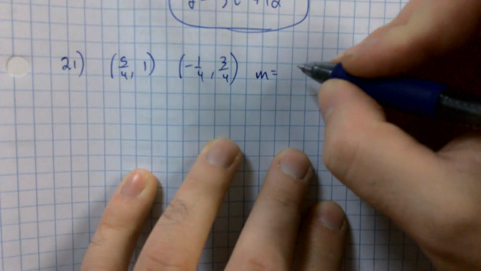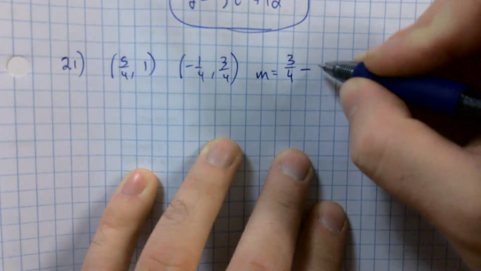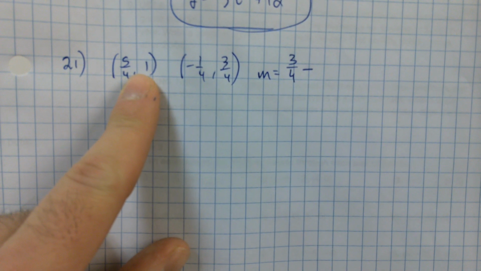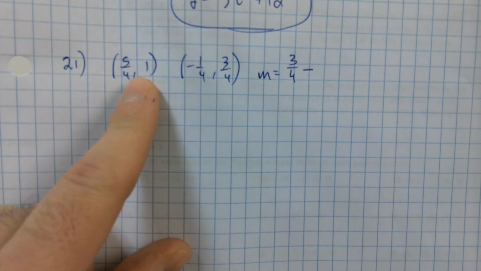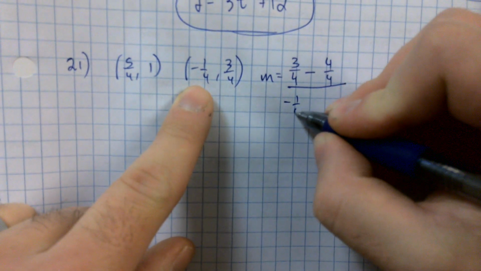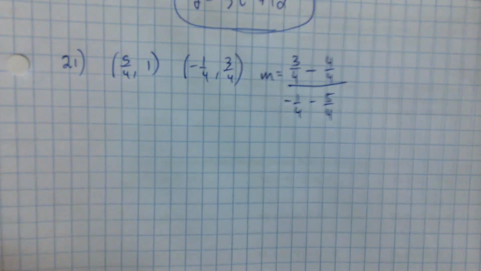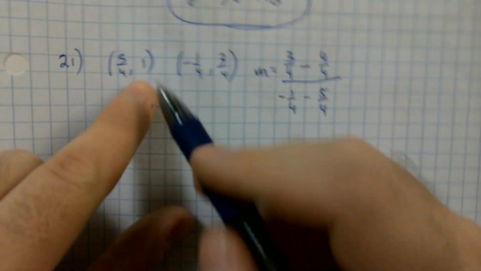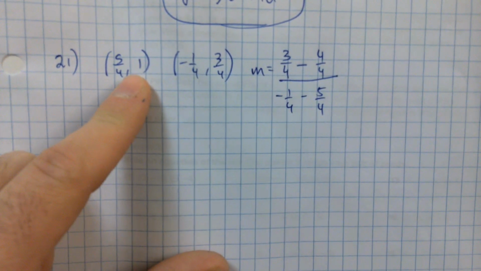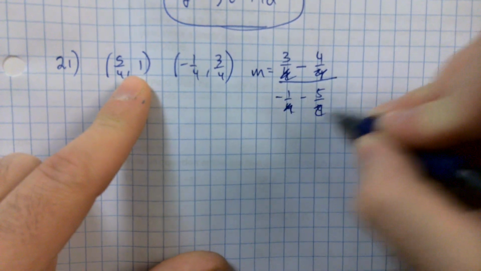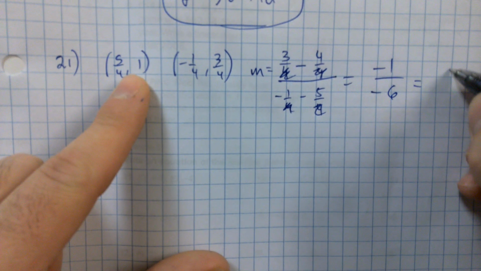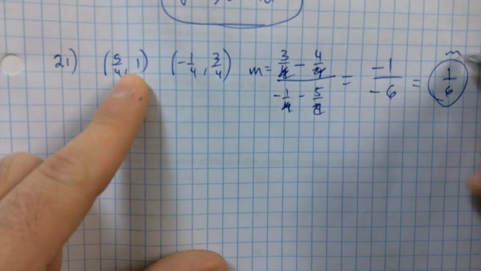m is equal to y2 minus y1 over x2 minus x1. How can I write 1 as a fraction over 4? 1 over 1? That's not a fraction over 4. That's a fraction over 1. 4 over 4. Okay, so if I just rewrite 1 as 4 over 4, what can I do with all my 4's now? I can cancel them all out. Okay, 3 minus 4 is negative 1. Negative 1 minus 5 is negative 6. Gives me positive 1 over 6 for my m.